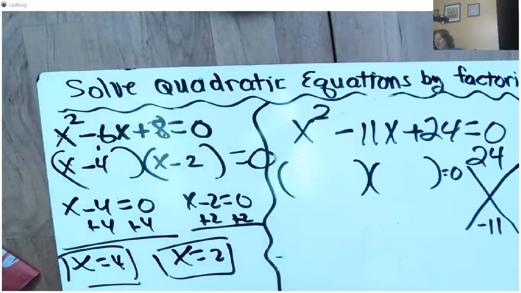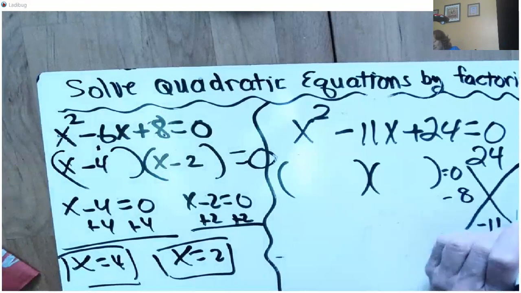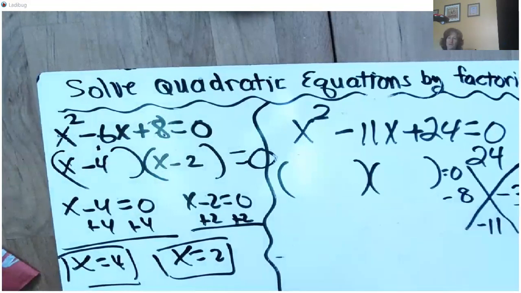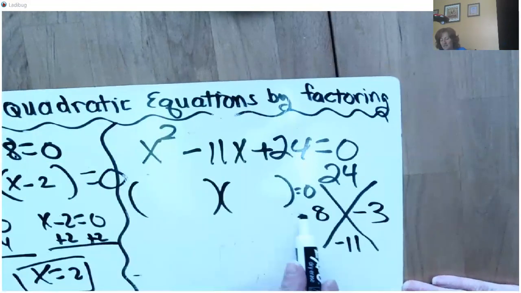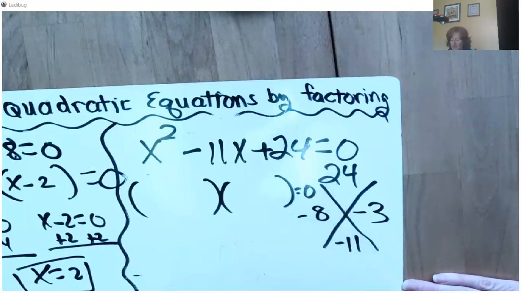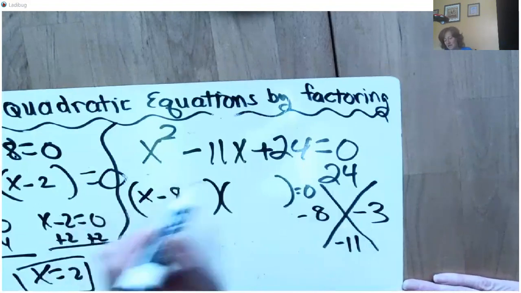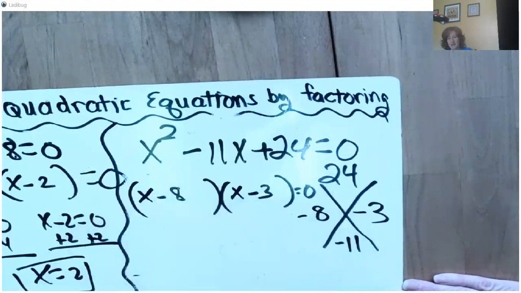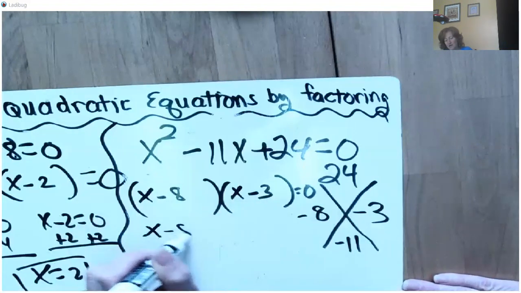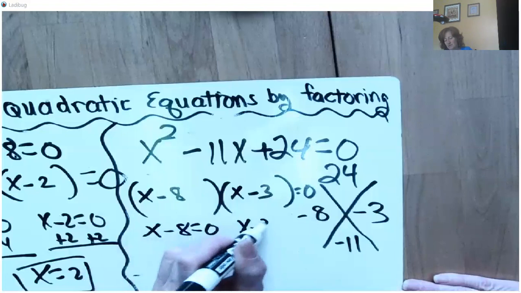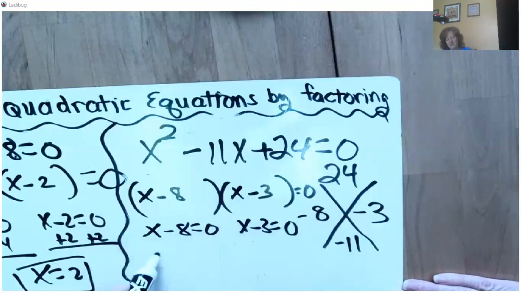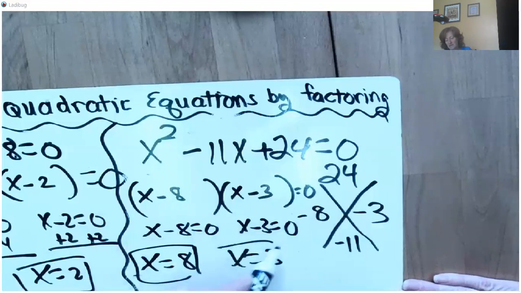Okay, so hopefully we figured out that it's negative 8 and negative 3. Negative 8 times negative 3 is positive 24. Negative 8 plus negative 3 is negative 11. So we have x minus 8 and x minus 3. Make our equations. So x equals 8 and x equals 3. Okay?